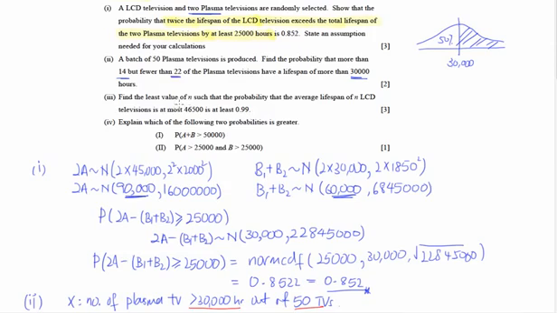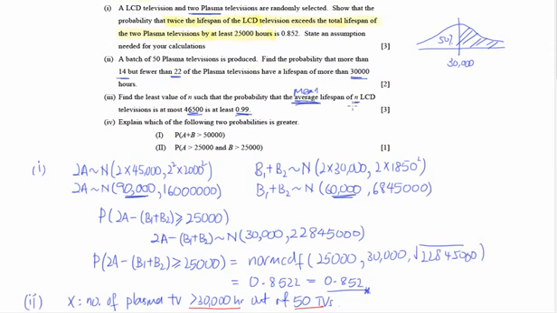So find the least value of n such that the probability of the average. Okay, average means mean, so gotta be careful here. Of mean lifespan of n LCD. So we're only talking about LCD, which is the distribution for A. It's at most these, so this is the probability and this is the limits that we're talking about. But the most important thing is that we're talking about mean.